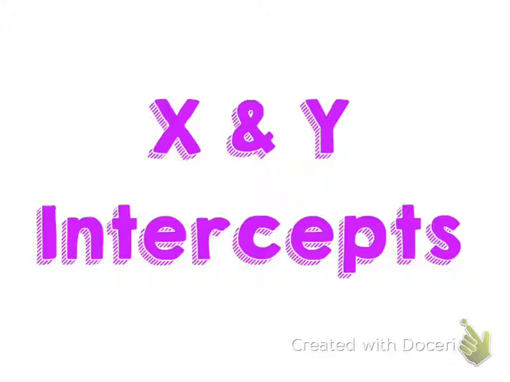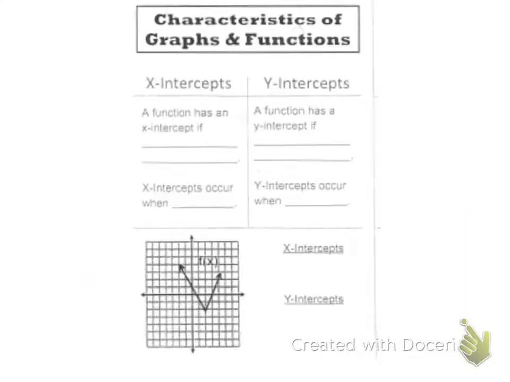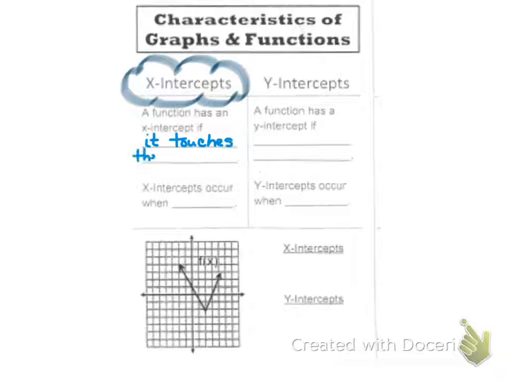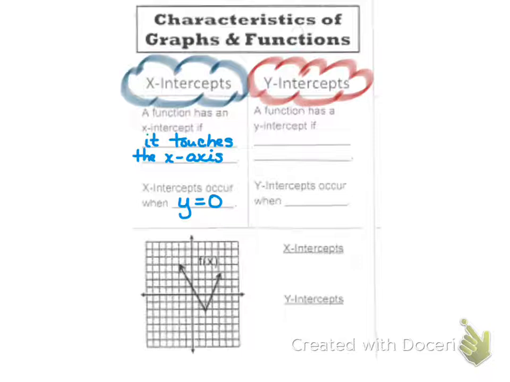So x and y intercepts are kind of a blast from the past. We looked at them in Algebra 1, so let me just review this with you. First of all, x-intercepts. When a function has an x-intercept, the graph touches the x-axis, and the x-intercepts occur when y is equal to 0. In like manner, a function has a y-intercept if it touches the y-axis, and they occur when x equals 0.